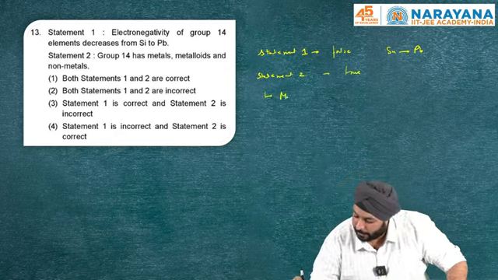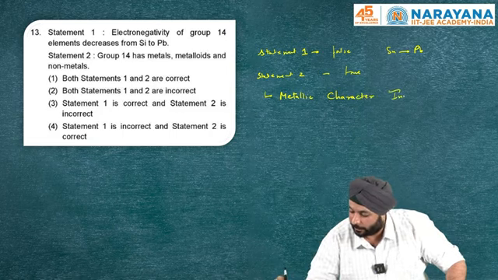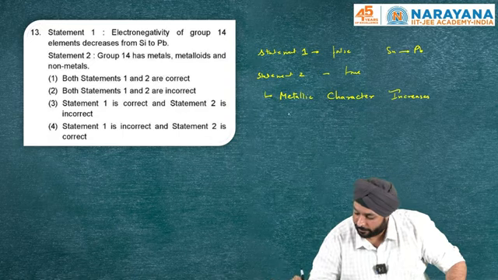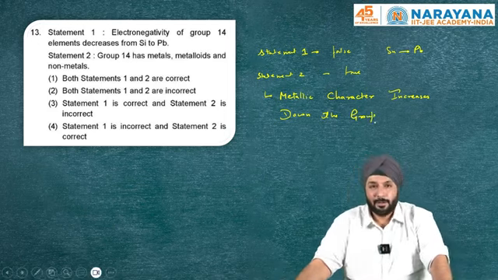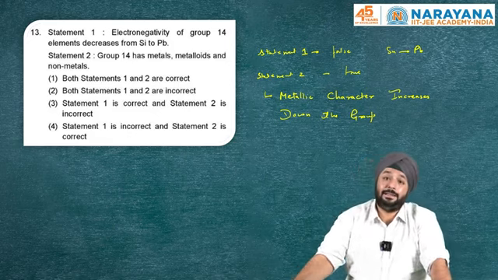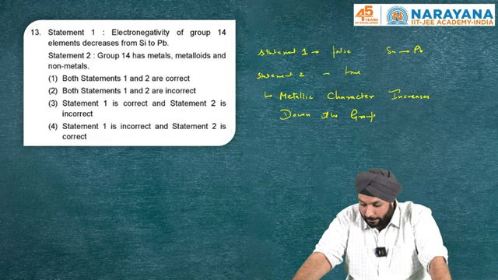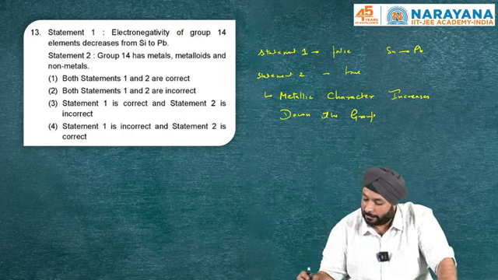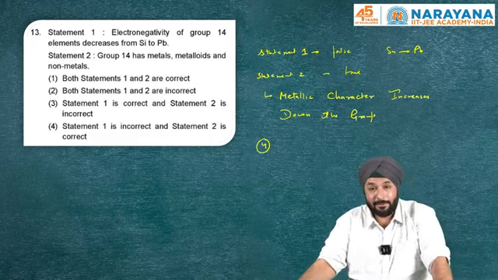And you know that metallic character increases down the group. Getting it? Sure. So carbon being a non-metal, on going down the group, becomes metalloids, and then you'll have lead, essentially a metal, right? So the answer is supposed to be: statement 1 is incorrect, statement 2 is correct, answer is 4. Hope you understood this particular question, right?